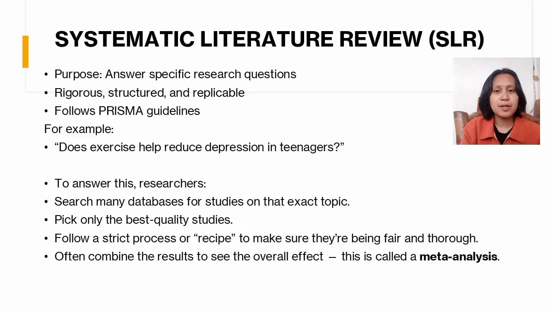So we have here an example of a research question. Does exercise help reduce depression in teenagers? For researchers to answer this question, first, they must search many databases for studies on that specific topic. This means that they must look to multiple scientific databases and sources to find all the research studies related specifically to exercise and its effect on depression among teenagers. Now, the goal is to be thorough and include as many relevant studies as possible.